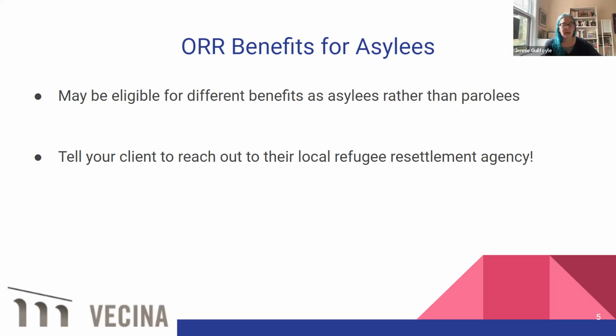I can't really speak anymore to exactly what that might be, but essentially the message here is, if they have any kind of need for benefits at this point, they should speak with their local refugee resettlement agency, because those are the folks who are charged with administering all those things for asylees. So your client can let them know, at this point, I was a parolee, now I've been granted asylum. What else am I eligible for? And I would say generally it's a good idea for your client to go as soon as they can after being granted asylum to their local resettlement agency to look into what benefits they might be eligible for as asylees.